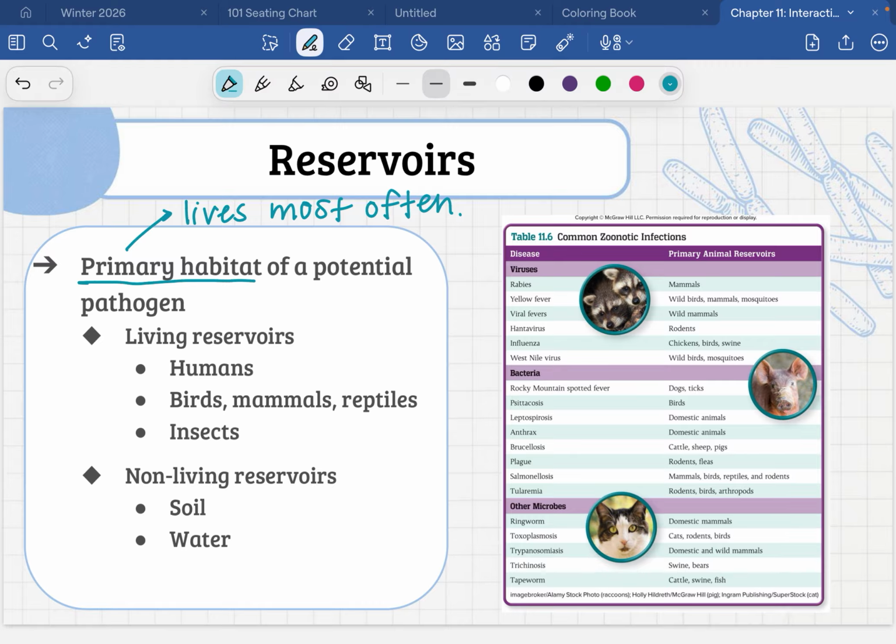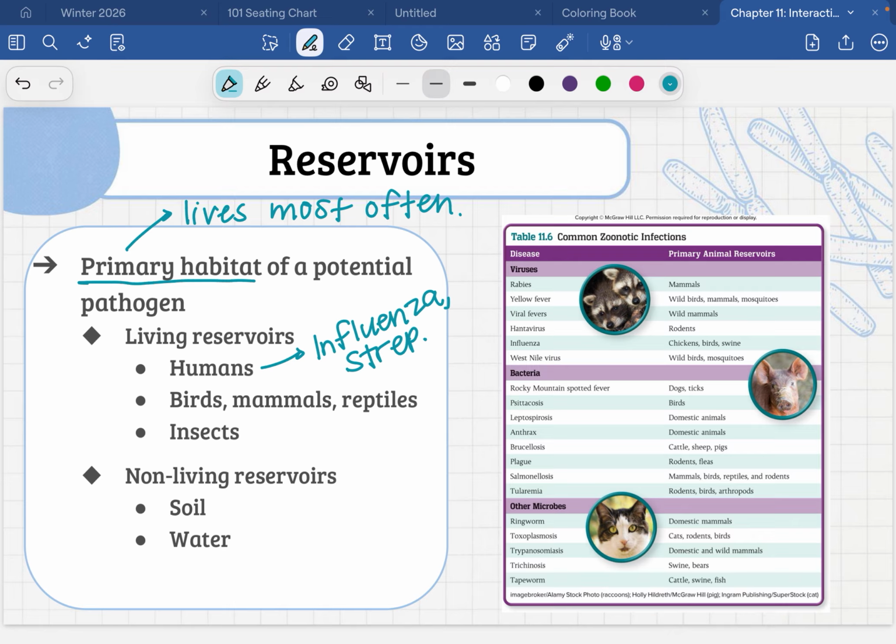It is possible for a living reservoir to be a human. There are diseases like influenza. Influenza is one of them. Strep is another one, where humans are the reservoirs.